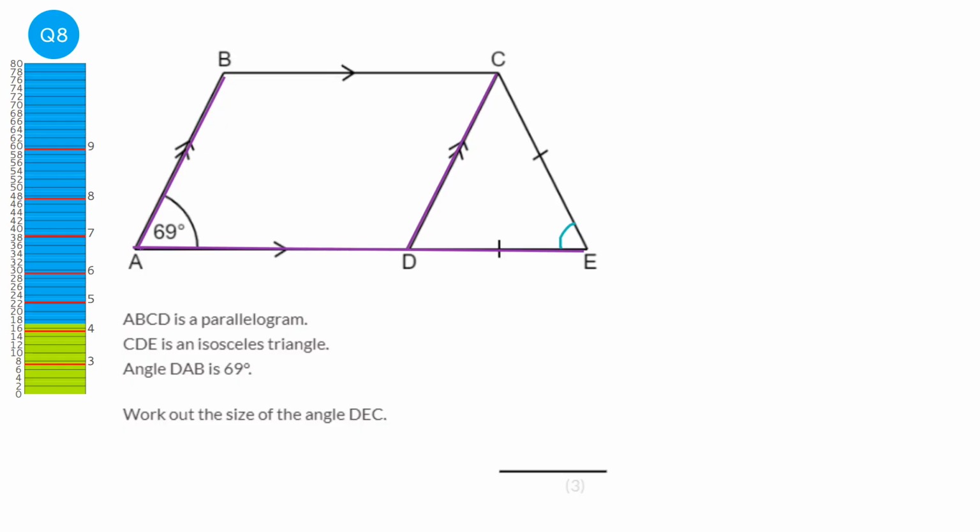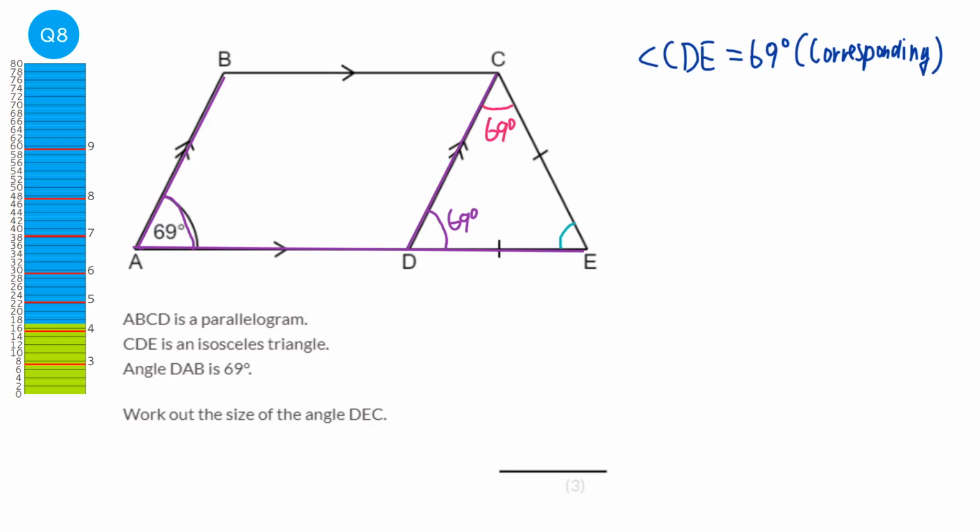And so therefore this angle here and this angle are going to be corresponding. So this is going to be 69 degrees. So I need to write that down properly. So angle CDE equals 69 degrees because of corresponding angles.